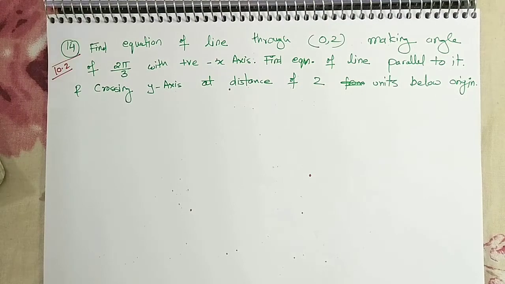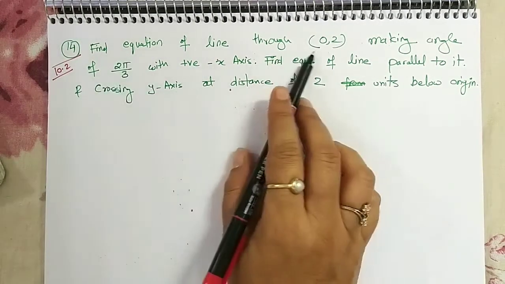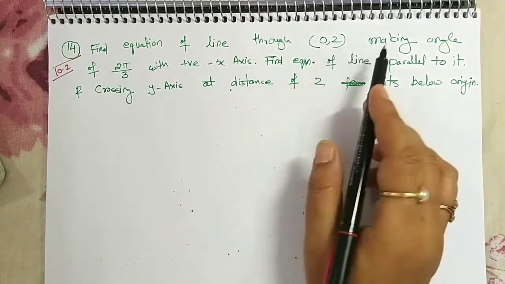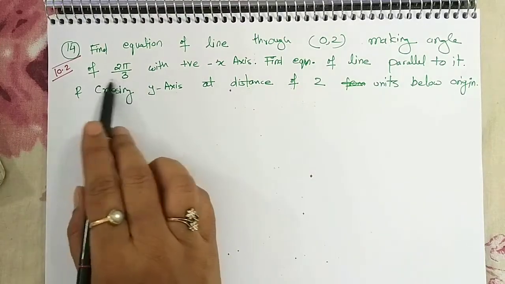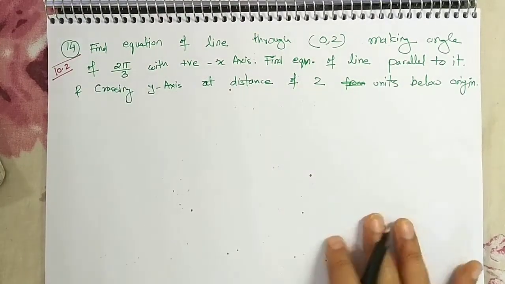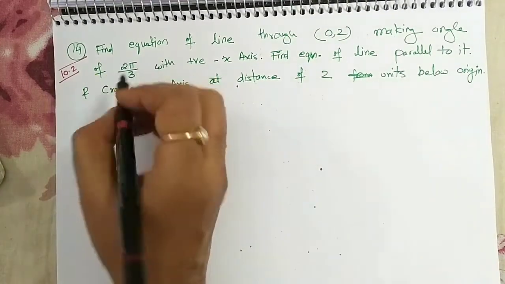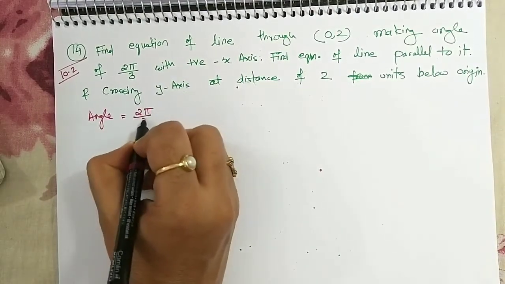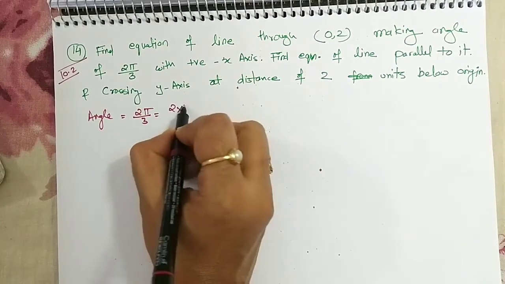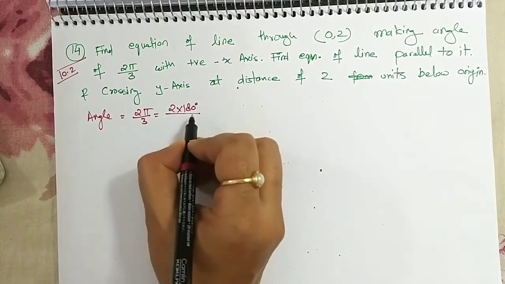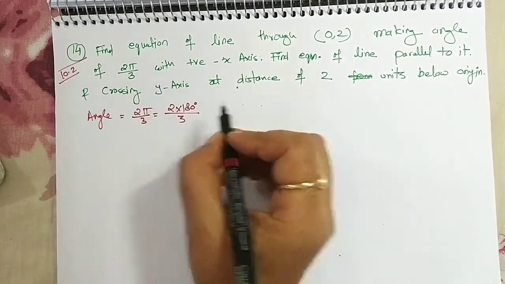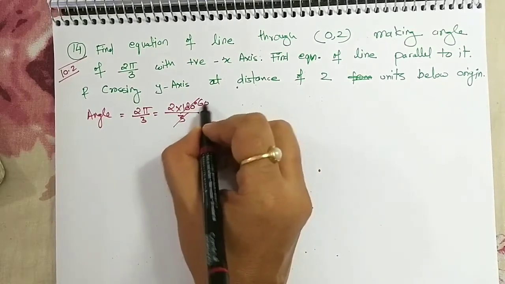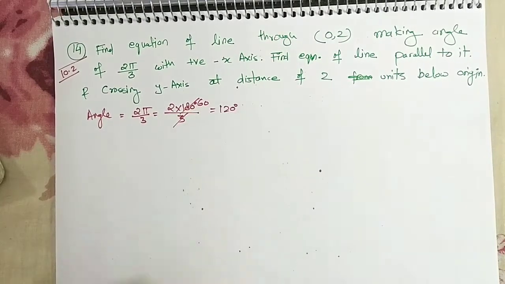So question number 14 says, find the equation of a line passing through this point and making an angle of this. Okay, so let me make a rough sketch. So how much is the angle given, guys? You see 2 pi by 3. What is pi? Pi is actually 180 degrees, so 2 pi by 3 is 120 degrees.